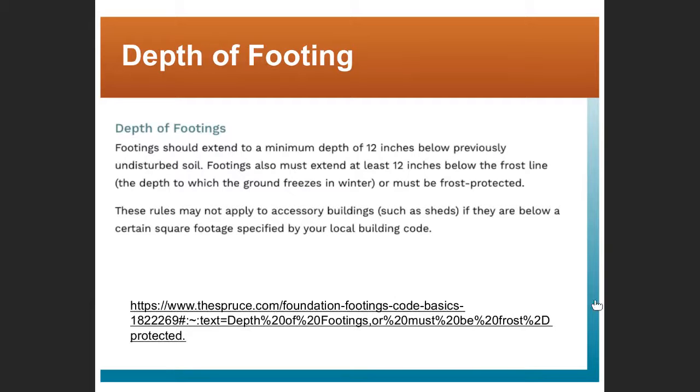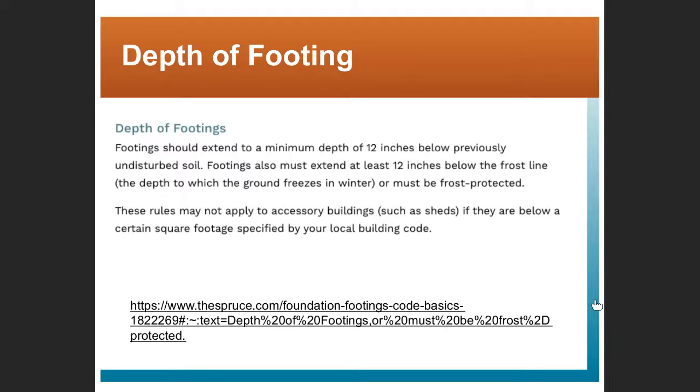Okay, let's talk a little bit about structure, right? What holds the building up? We talked about the depth, how deep that footing has to be, right? The footing should extend a minimum depth of at least 12 inches below previously undisturbed soil. So we want to dig down deep enough so we're getting down to soil that hasn't already been dug up and refilled, right?